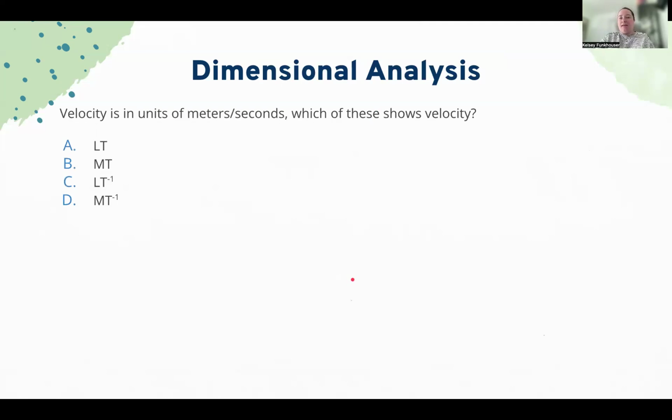Let's do a quick self-check here. Pause the video and answer the question. Velocity has units of meters per second. Which of these shows velocity? Is it A, L times T? Is it B, M times T? Is it C, L times T to the -1? Or is it D, M times T to the -1? Answer is C, L times T to the -1, or length divided by time.